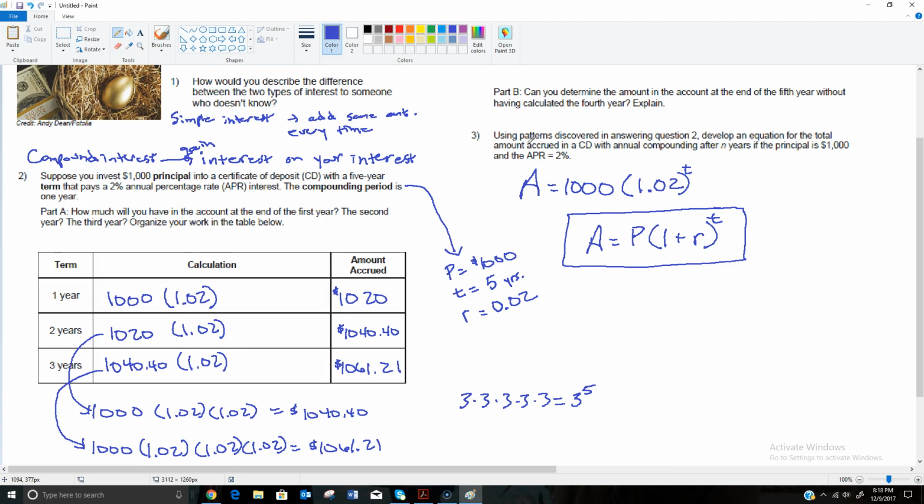Okay? So it says develop an equation for the total amount accrued in a CD with annual compounding after n years if the principal is 1,000. Okay, so they used n here instead of t. So I apologize. I don't like n because we use n later for how many times it gets compounded. So we'll just change this. T is more common. We'll say for t years if the principal is 1,000.